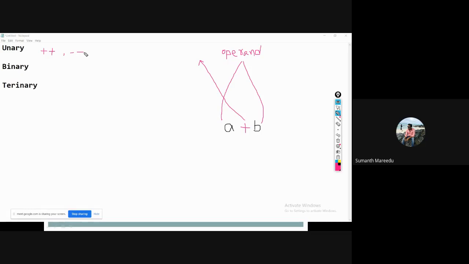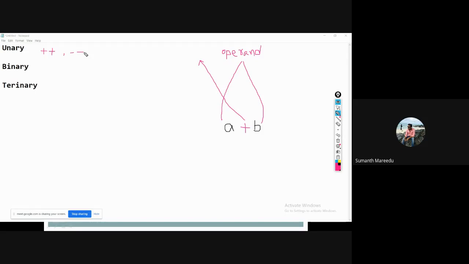Next, binary operator. Binary operator means to perform that operation, to apply that operator, you require at least two operands. Unary means one, binary means two, ternary means three. If the number of operands is one, it is unary. If two, it is a binary operator. If three, it is a ternary operator.